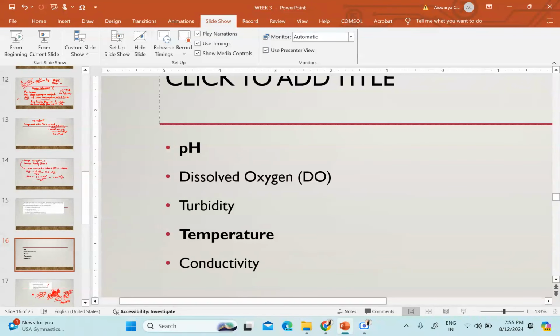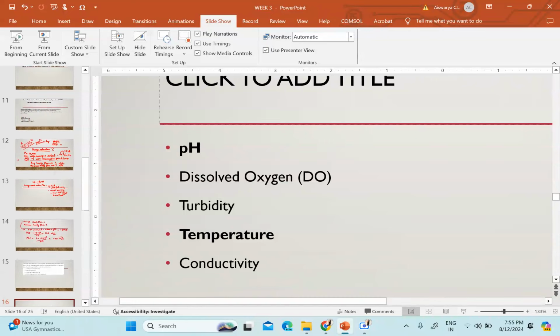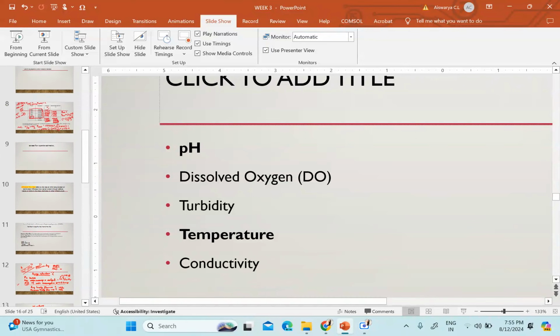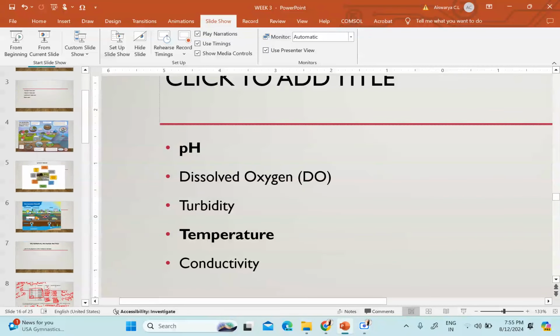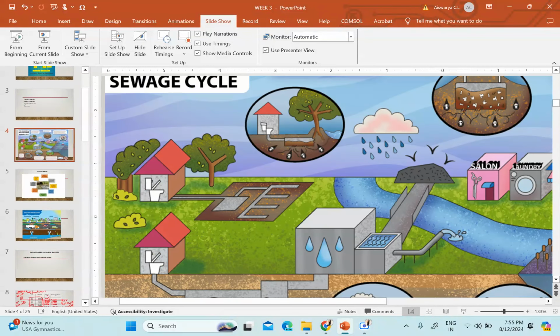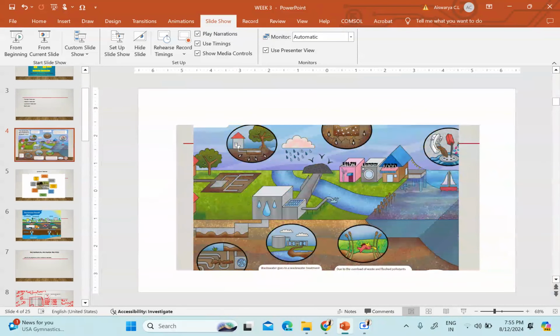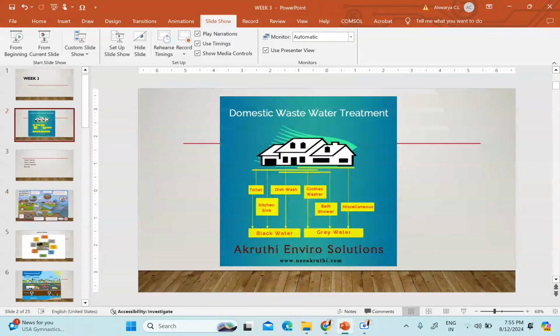Okay, this pH and dissolved oxygen is the laboratory one, right? Yes. Alkali, okay. That I can explain to you. Something else? So this is clear, right? What is the difference between municipal wastewater and domestic wastewater?